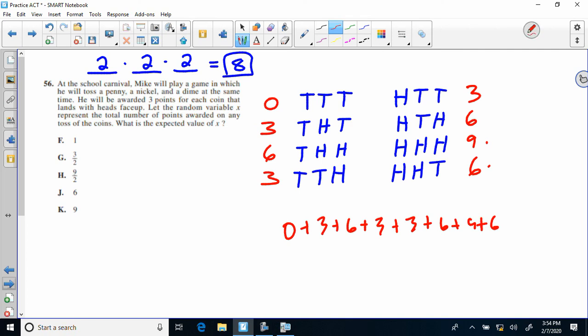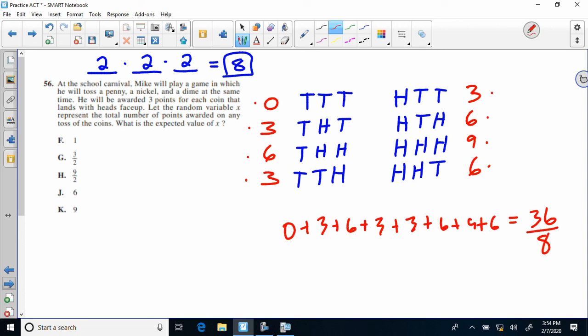I added up all these little things I'm putting little bullets by. I'm adding up all my points. So this is going to be 12 on this side, 15, 21, 36. So I get a total of 36 points. But there's 8 different ways to get it because there's 8 items in my sample space. So I have to divide that by 8. And so if I have 36, I divide it by 8.